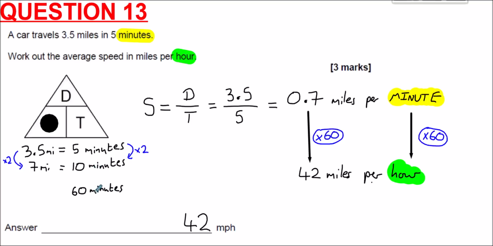So how could we go from 10 minutes to 60? We could just multiply by 6, because 60 minutes is 6 lots of 10 minutes. So if we multiply this side by 6, we can multiply this side by 6. And 7 times 6 is 42 miles. 42 miles in 60 minutes means 42 miles in an hour, which of course means 42 miles per hour. I'm not saying you have to do both ways, I'm just showing two different methods for you in case you find one easier to understand than the other. But any which way around you do it, the answer should be 42 miles per hour.